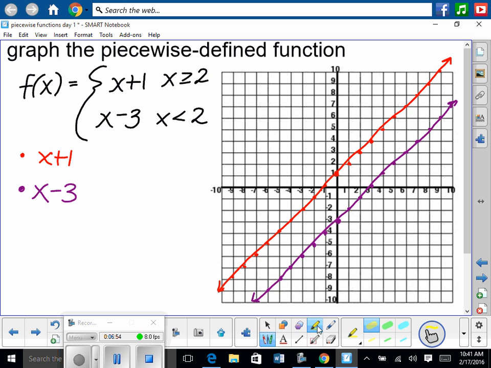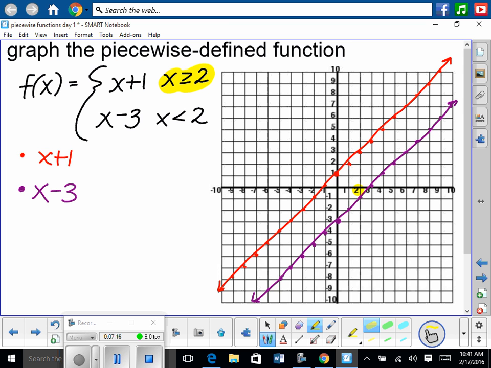So now we're going to focus in and look at what we're looking for. We're keeping x plus 1 for x values greater than or equal to 2. Does everybody see how I read that? We have x plus 1. Isn't that this red line? Yep. We're keeping that for x values greater than or equal to 2. So find your x value of 2. Does everybody see how this is 2? Is everybody good with that?